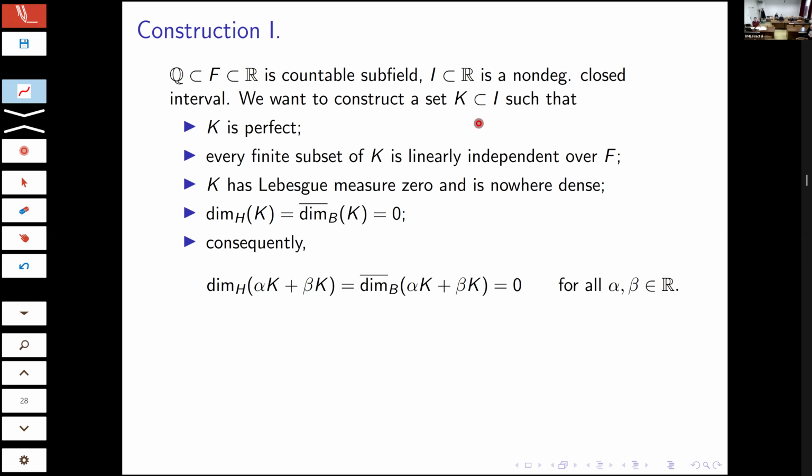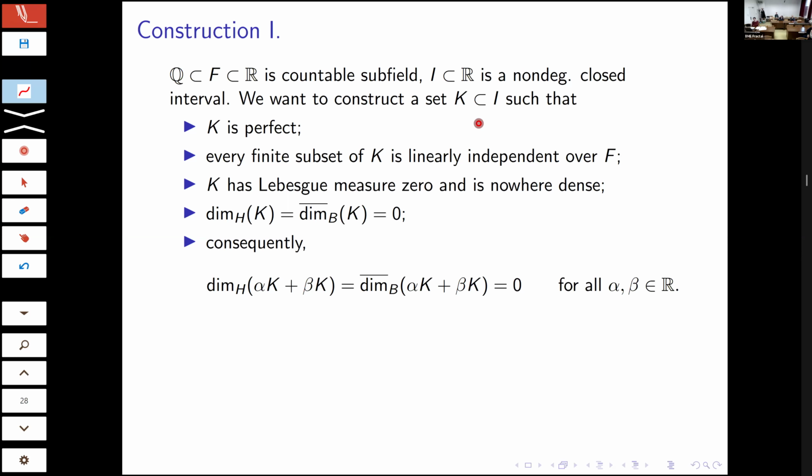So I take a countable subfield F which contains Q, a subfield of R, because now we are in the reals. And take a non-degenerate closed interval. Closedness is again not very important, but I assumed it at the beginning, so I go with it. And I would like to construct a set K, which is perfect. Every finite subset of K is linearly independent over F. This is the most important property in our proof.